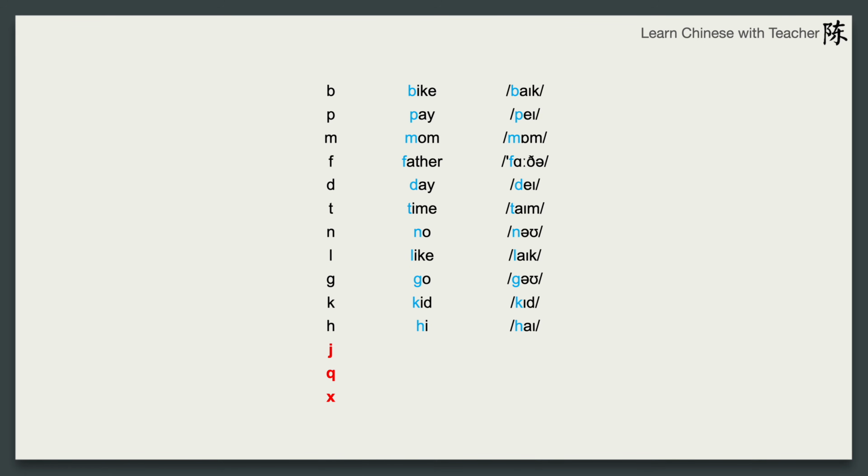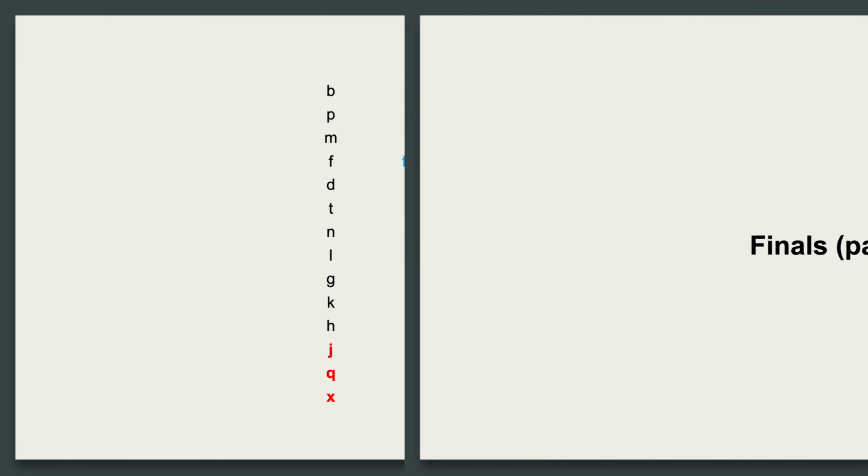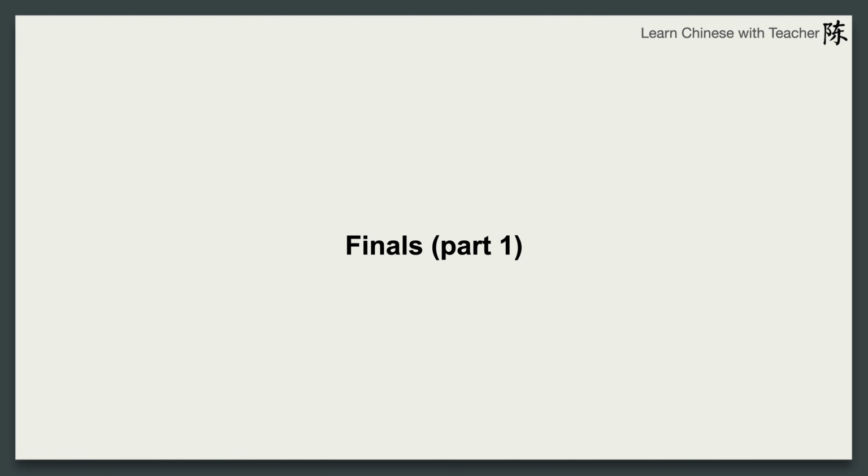In the first part of the initials, only the last 3 initials don't have the same pronunciation in English. The rest are just the same. And I'll explain how to pronounce the last 3 initials in detail in lesson 3. Finals, part 1. Just like the initials, you can almost find all the sounds of the finals in English.